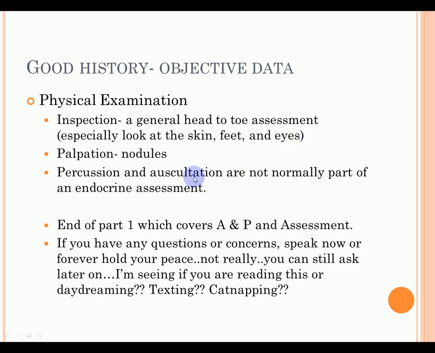Three main components you always want to look at: an overall assessment of their skin, a good assessment of their feet, and a good eye exam, and then palpation for any nodules. So this was the short and sweet version, as I promised. This is the end of part 1 that covers the A&P and assessment.